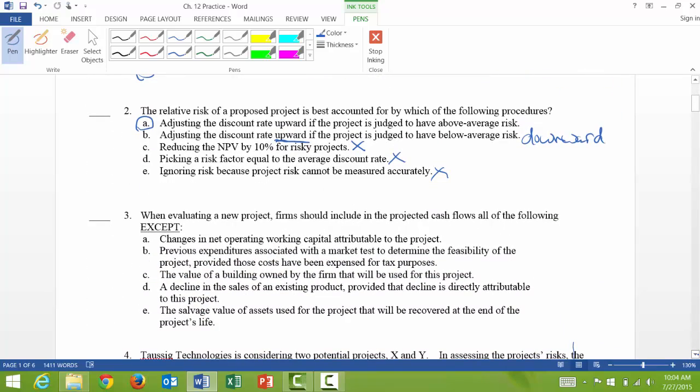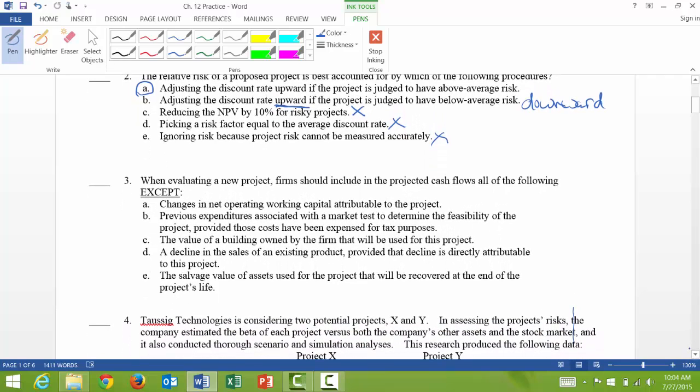When evaluating a new project, firms should include in the projected cash flows all of the following except. So we want to find something we would not include in the whole cash flow list. A says changes in net operating working capital attributable to the project. We want to include that, so it's not that one. B, previous expenditures associated with a market test. Anytime I see previous costs, anything that was before, that means it's a sunk cost. So I don't even have to read the rest of it. That's something we don't include, it's a sunk cost.